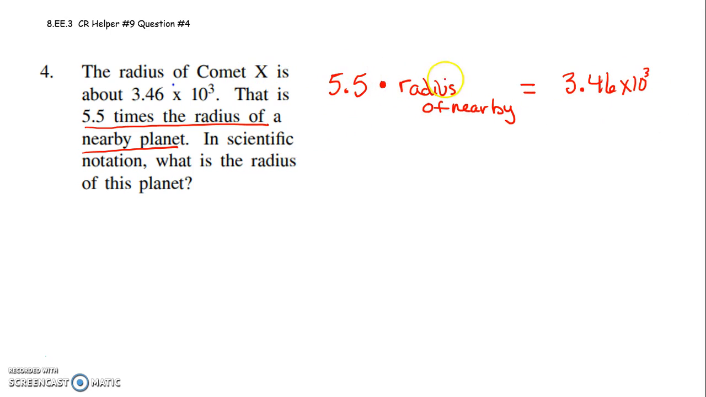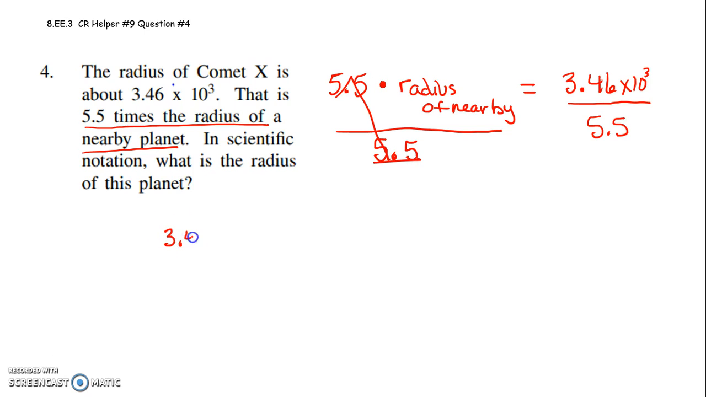So then I look here and I say, oh, this is just an equation I have to solve. How do I undo multiplication? I undo multiplication through division. So I divide the left-hand side by 5.5. I need to divide the right-hand side by 5.5. 5.5 divided by 5.5, fancy form of 1. So once I do this division, I'll get the radius of the nearby planet.